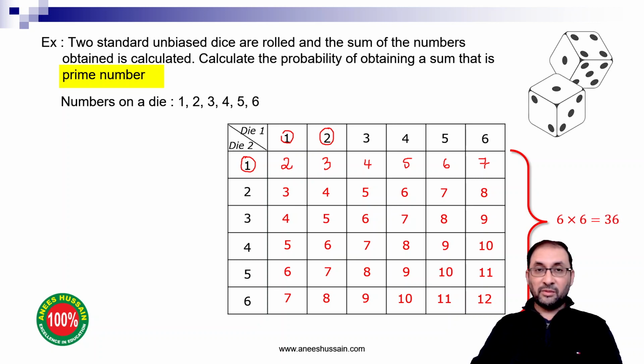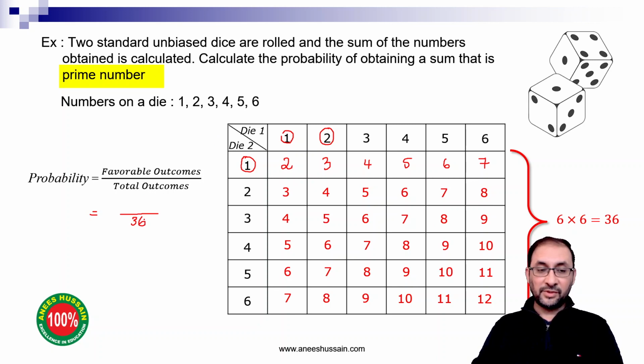Now let's do our probability calculation here. Remember, probability is always equal to the number of favorable outcomes divided by the total possible outcomes. In this case, we saw that the total possible outcomes were 36, so our denominator should be 36. In the numerator, we need to figure out the number of favorable outcomes. This question wanted us to figure out the probability that we get a sum which is a prime number.